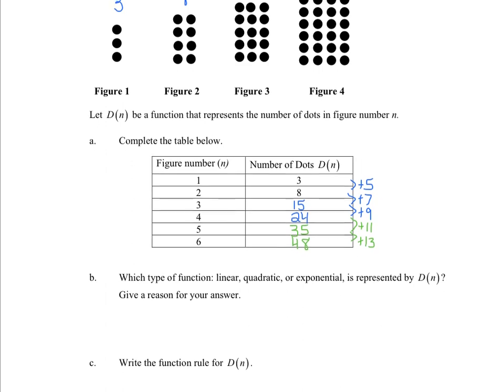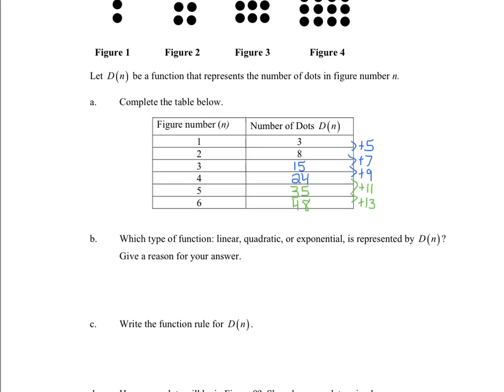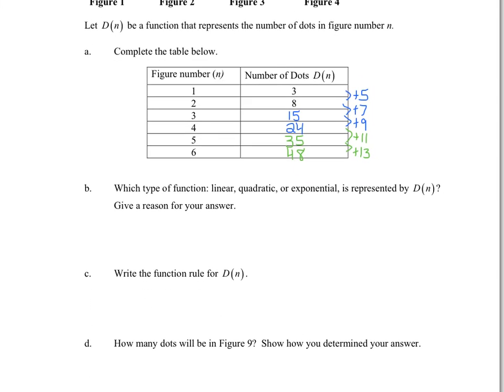My next question is, which type of function, linear, quadratic, or exponential, is represented by d of n? Well, what I can see is that I'm adding 2, adding 2, adding 2, adding 2, adding 2. So, the function is quadratic, and this time we have to give a reason.